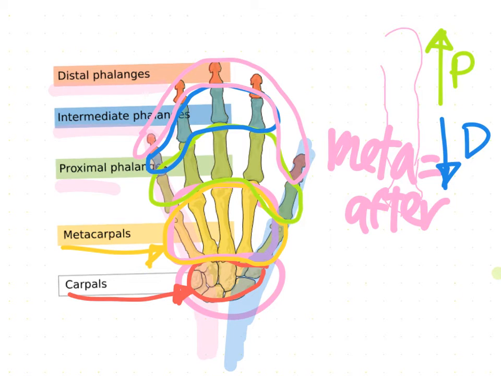Another way to remember this is just the alphabet, basically. We know that C comes before M, so carpal, then metacarpal. The three types of phalanges can be remembered actually by the directional terms we learned in week 1. So proximal is closer to the attachment point, which is the shoulder, and distal is closest to the tip of the fingers. So the proximal phalanges will be closest to the attachment point, which again is the shoulders.